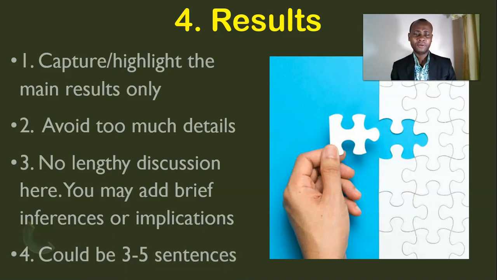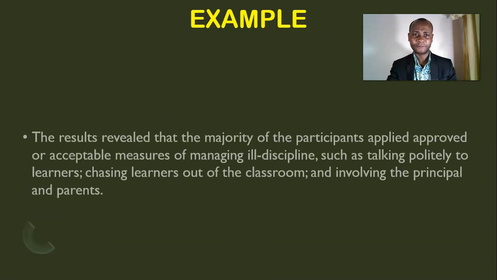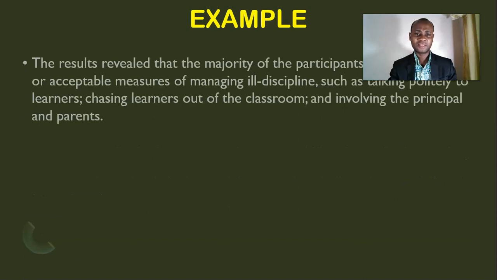Your results section for the abstract could be just 3 to 5 sentences only. It should not be more than that. Just keep it very, very brief as much as possible. Now let's look at an example here.